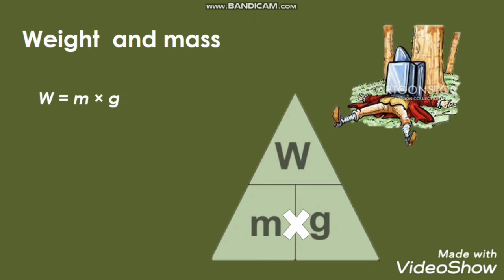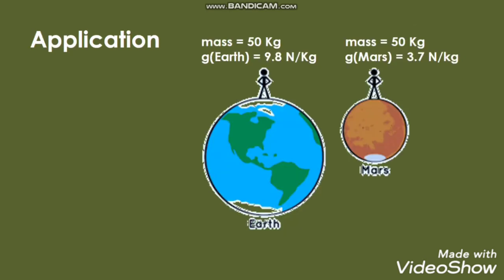And now, the line below weight means divide. So if we want to calculate mass, just cover mass, and then you get the second equation: mass equals weight over gravity. Let's try to calculate gravity. To calculate gravity, just hide gravity, and you get the third equation: gravity equals weight over mass.